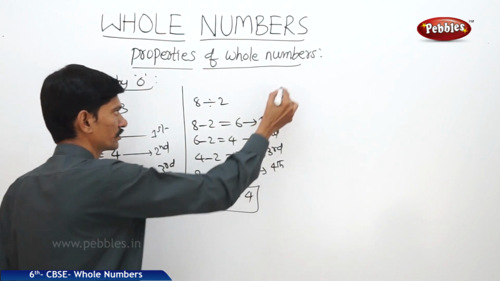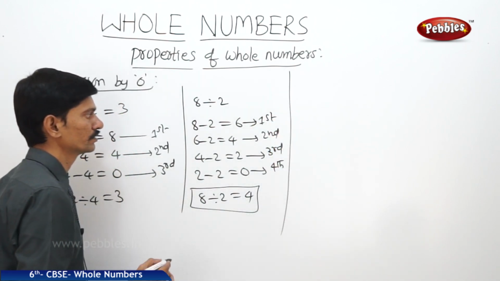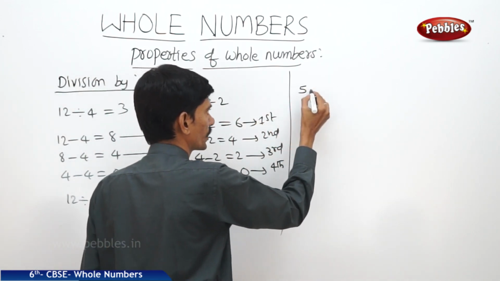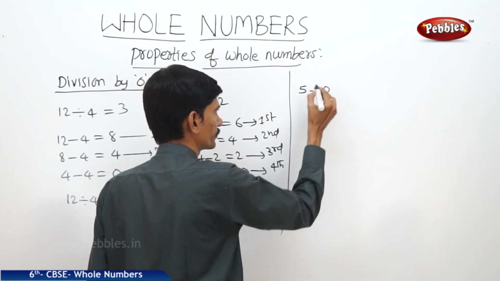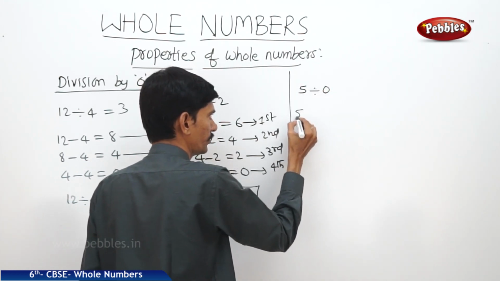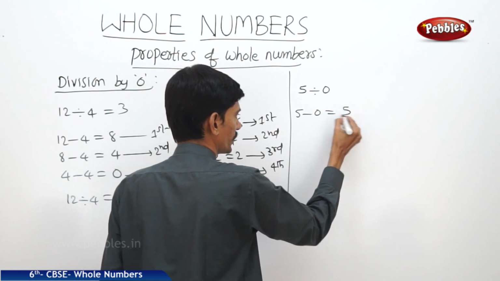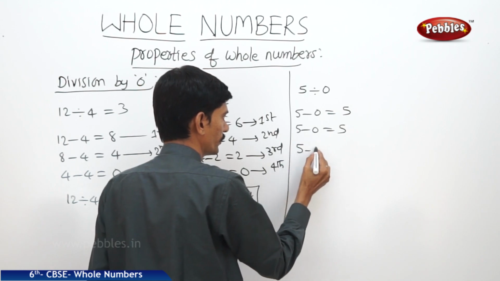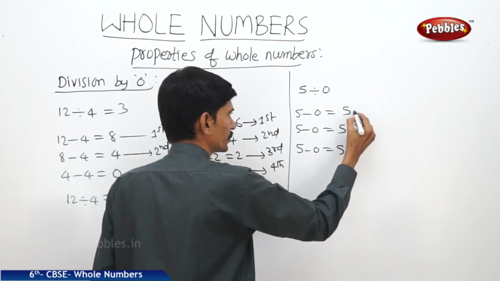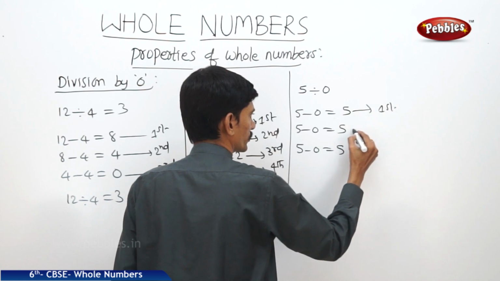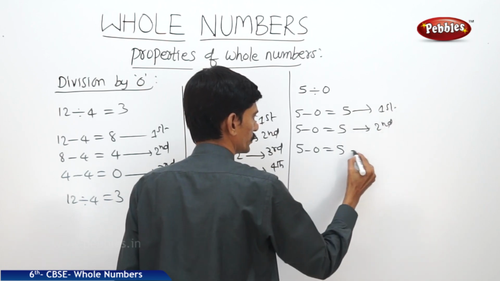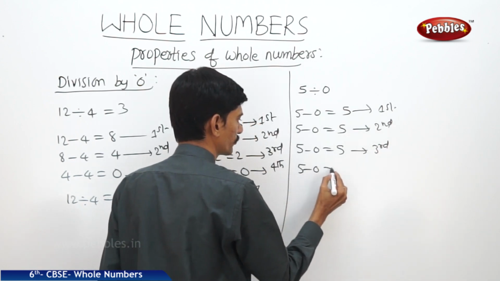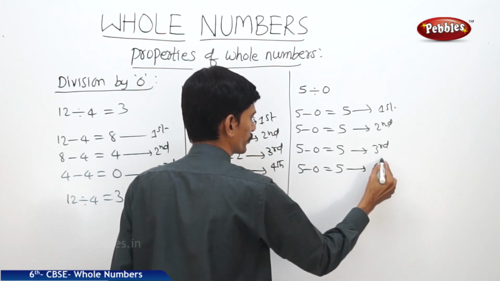Now let us see the next case, division of a whole number by 0. So now we will take the whole number 5 and we divide it by 0. Then 5 minus 0 equals 5. Again 5 minus 0 equals 5. So this is the first step, this is the second step, and this is the third step, and again 5 minus 0 equals 5. So this is the fourth step.